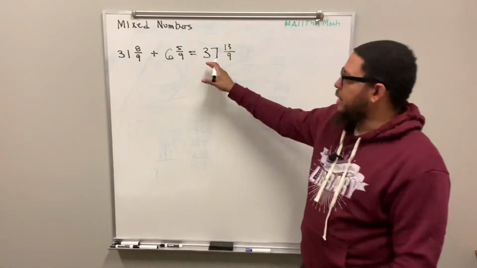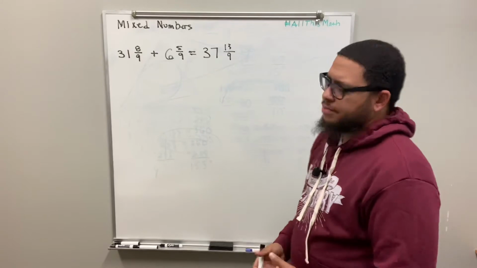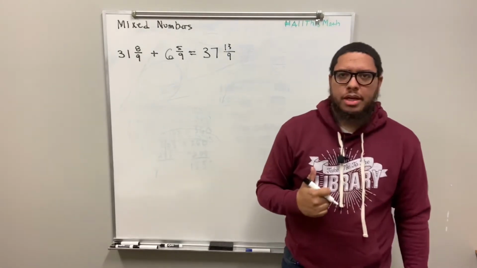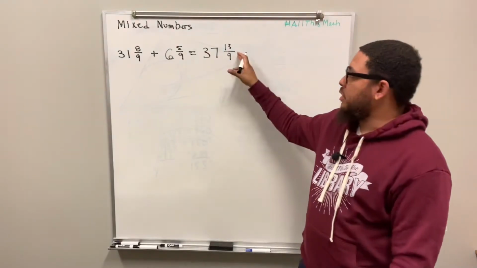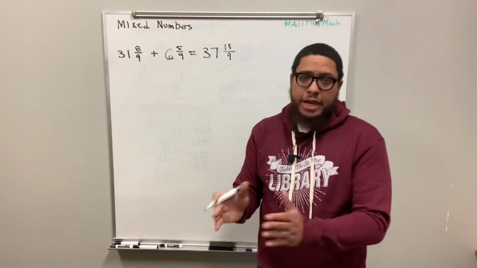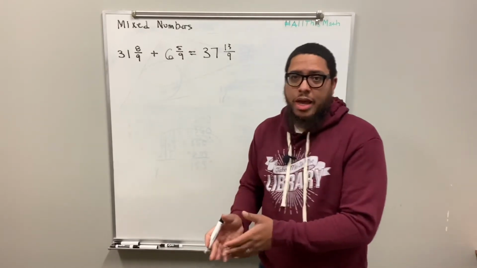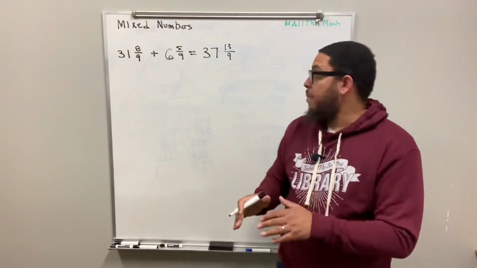Now, I look at that and I read it, and it says 37 and 13 ninths. That sounds weird. And if it sounds weird to you, good, because it should sound weird, because this fraction that we just created, doing the correct work, right? Because that can happen sometimes. We did the right thing and got something that sounds weird, right? But we could fix that. Don't worry about it. We could fix that.